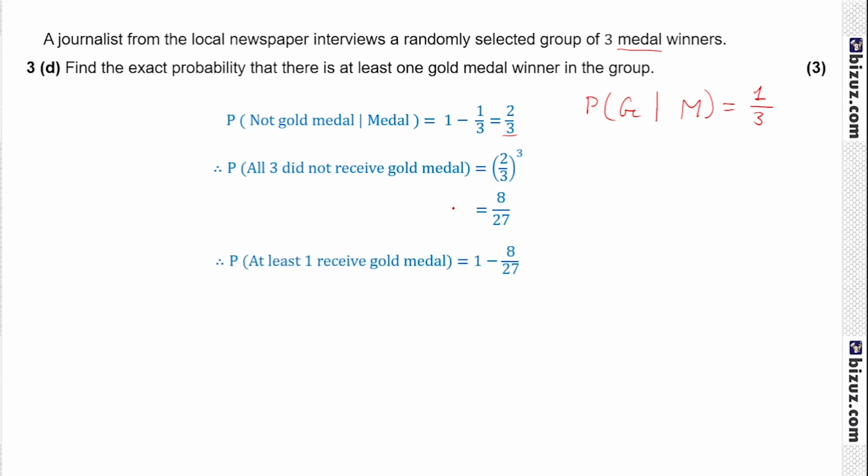Now we just need to subtract that from 1. So this is the complementary event. At least one receives a gold medal. So the probability of that happening is going to be equal to 1 minus this probability. And that is going to be equal to 19 over 27.